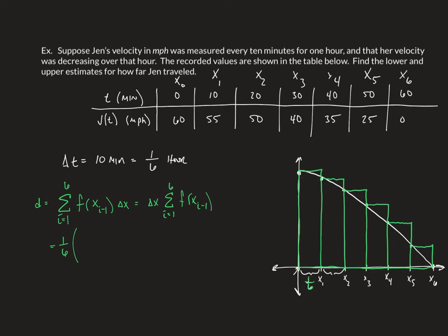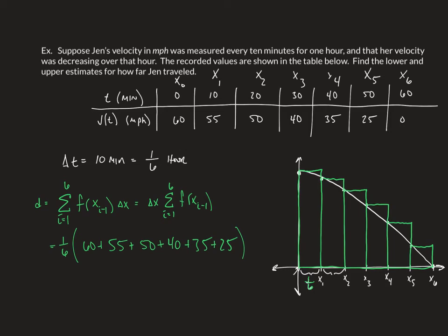Okay, so the height of this first rectangle here is determined by f of 0, and f of 0 is 60. So that first height is 60, plus the height of my second rectangle is determined by f of 1/6, 10 minutes, or 1/6 of an hour. So that's going to be 55. And this pattern is going to continue. I'm going to add 50, I'm going to add 40, 35, and 25. I'm not going to add 0 though, because none of these rectangles have a height of 0. This is my over approximation.